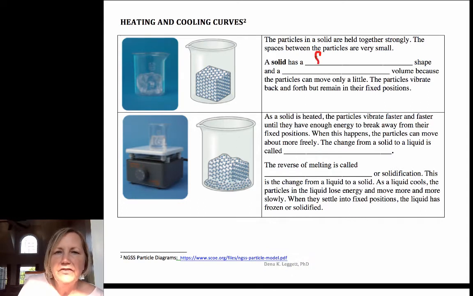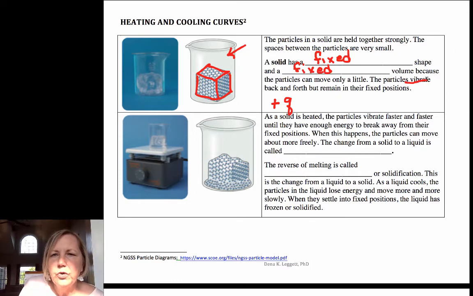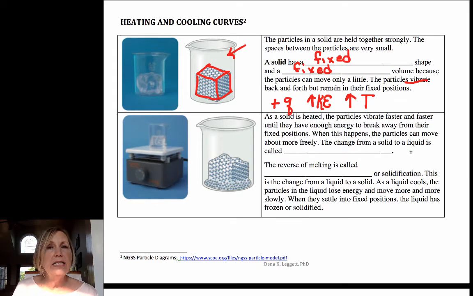Now, a solid has a very fixed and definite shape, and it has a fixed volume. So both of those are independent of the container. It's going to take this shape and this volume regardless of what container we put it into. Now, if I add heat to that ice cube, the particles are going to start vibrating more. In other words, I'm going to increase the kinetic energy of the molecules. That increase in kinetic energy would in turn be measured as an increase in the temperature.